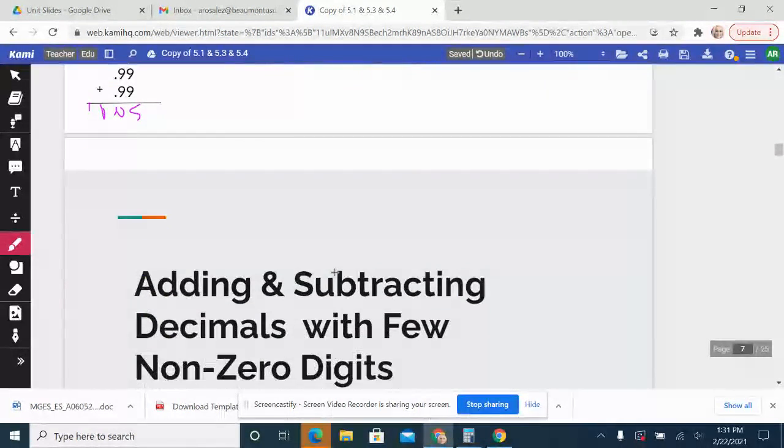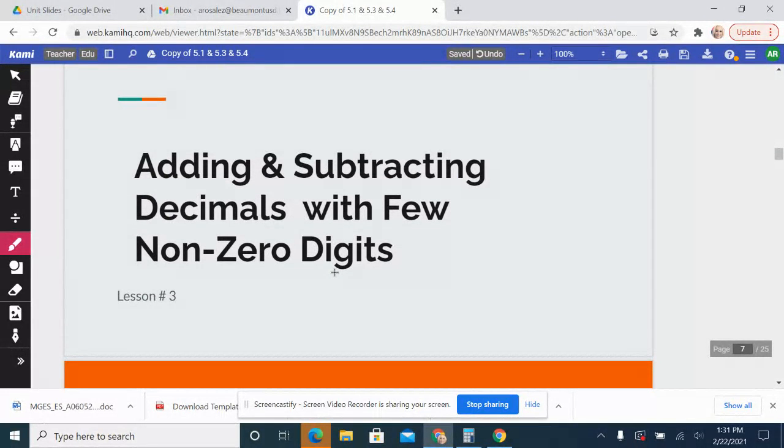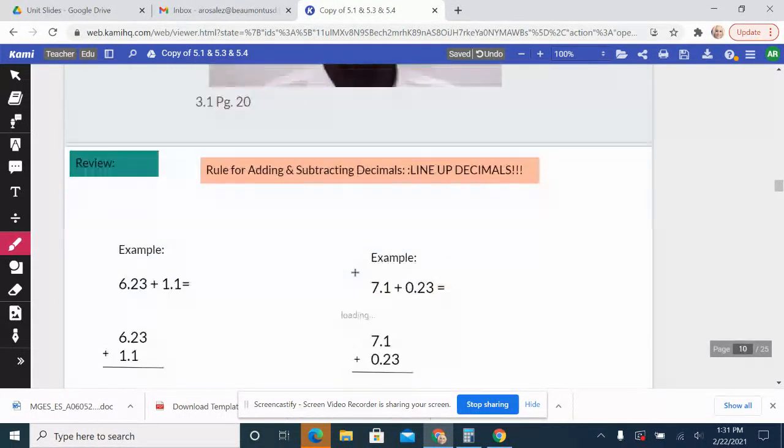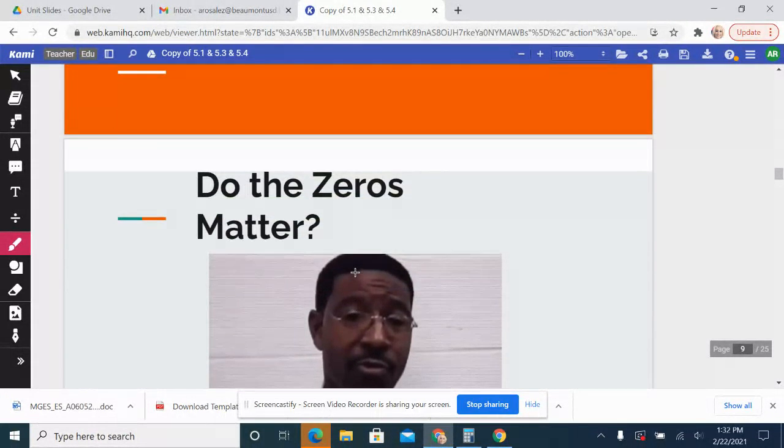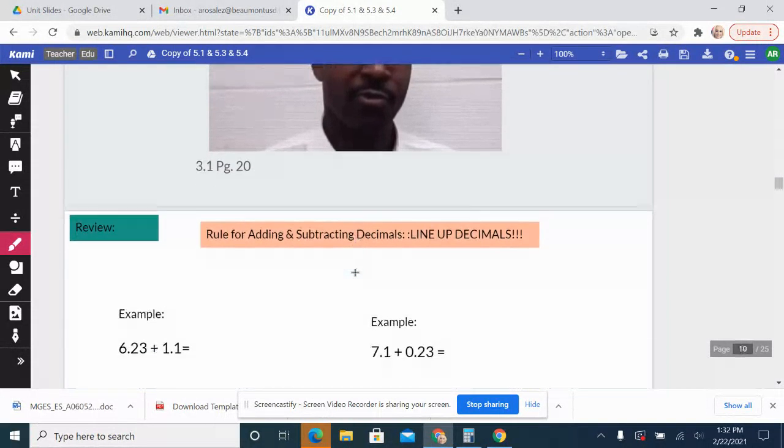Okay, so now we're going to move on, and we're moving to lesson 3. So you're going to kind of jump in your book quite a bit. What you're looking for is page 20. So do that for me, and I'm going to my page 20 as well. And you're looking for page 20. So it says, do the zeros matter?